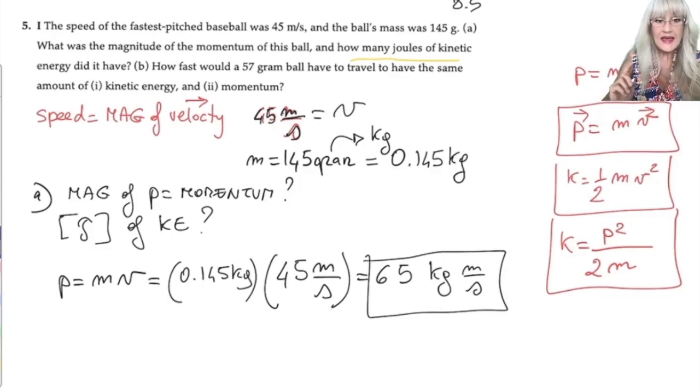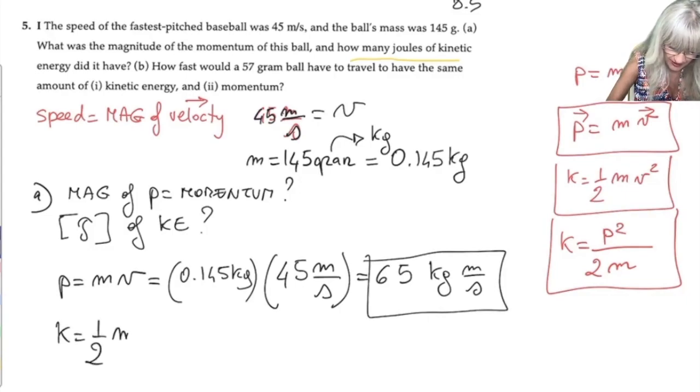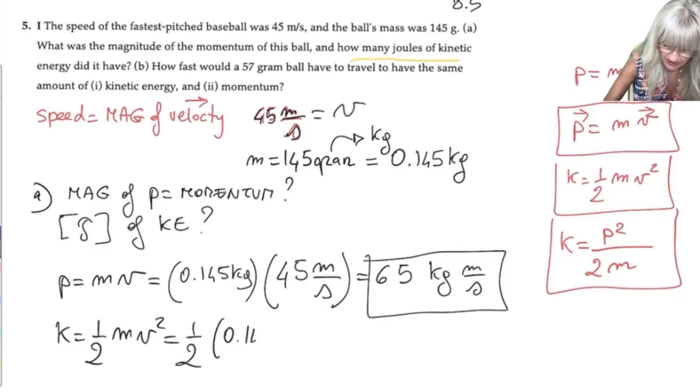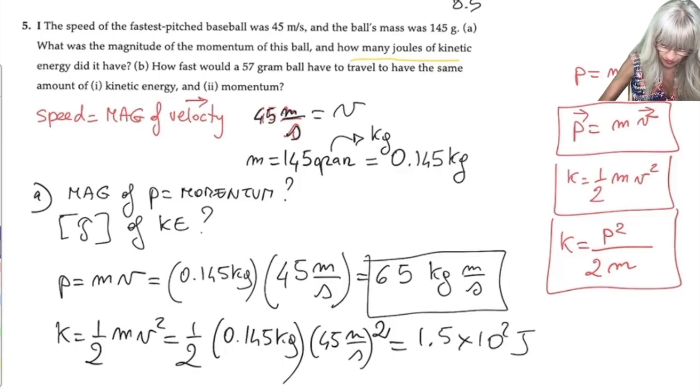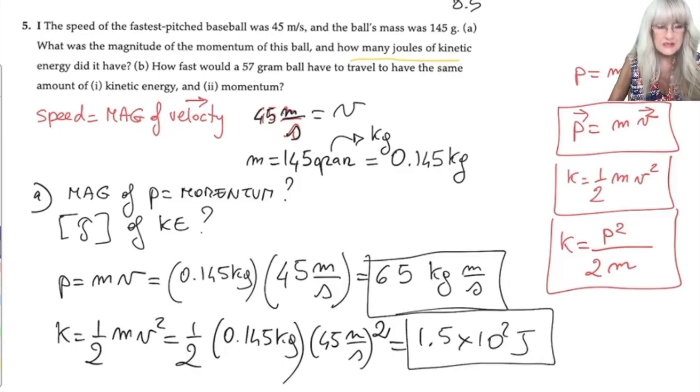Final answer. As for the joules of kinetic energy, K is going to be 1/2 mv squared. I'm going to just plug in straightforwardly my mass in kilograms. v was 45. Don't forget to square it. So immediately you obtain 1.5 times 10 to the 2 joules. Frame it, because this is the kinetic energy of this object, which is a ball.